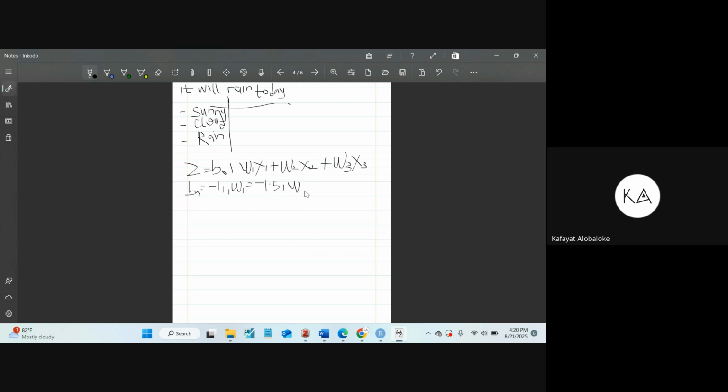W2 equals 1, and W3 equals 2. So how then do we obtain the features? These features are between zeros and 1, and sometimes we call them vectors. Vectors of the features. How do we get the vectors of these features?